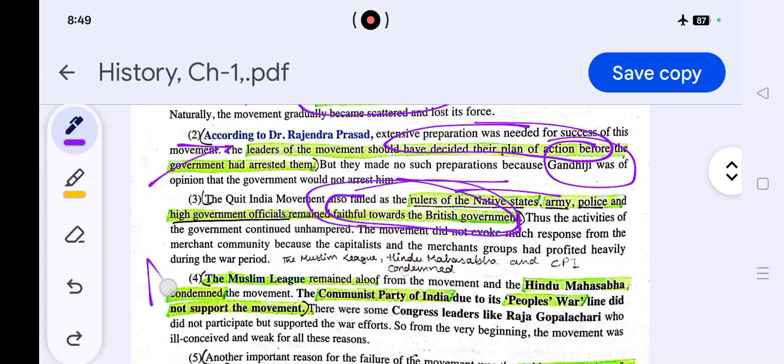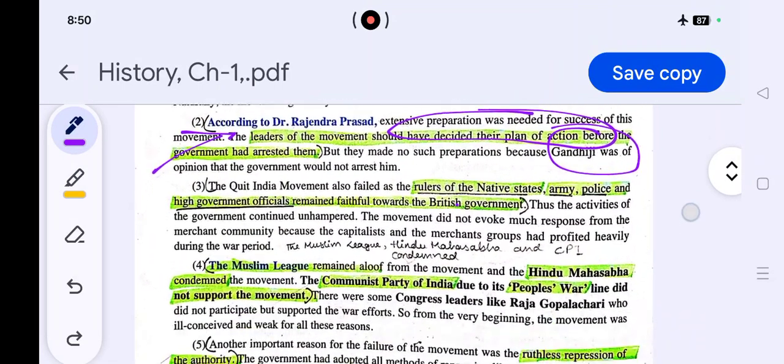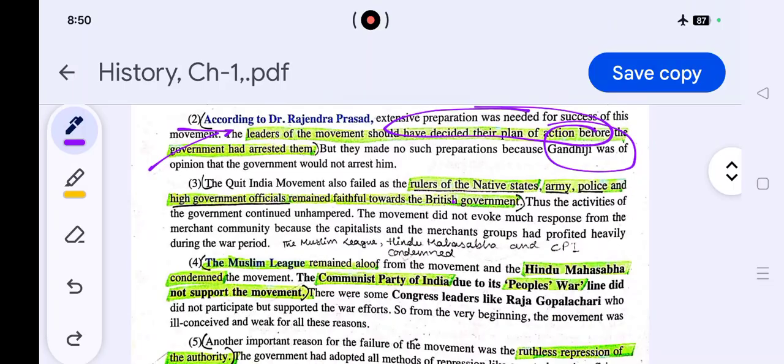Now, it was a mass movement, so there was supposed to be mass participation also, but the rulers of the native states, the army, police, high government officials, they didn't take part. They abstained from it. As a result, the Quit India movement failed. But I believe maybe it was not entirely their fault, because maybe they were also suppressed by the government, by rules and laws and punishments that could follow. Although they did betray their own motherland, nonetheless. Thus, the activities of the government continued unhampered.